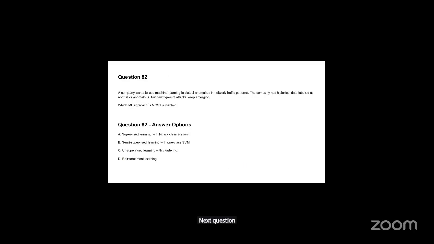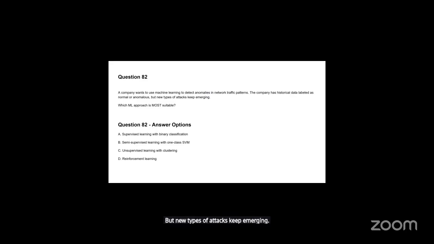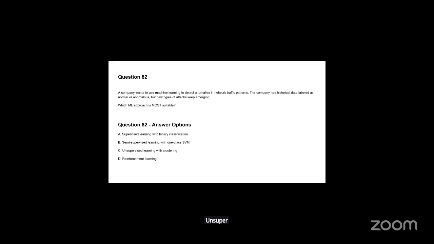Next question, 82. A company wants to use machine learning to detect anomalies in network traffic patterns. The company has historical data labeled as normal or anomalous, but new types of attacks keep emerging. Which approach is most suitable? Supervised learning with binary classification, semi-supervised learning, unsupervised learning, reinforcement learning.